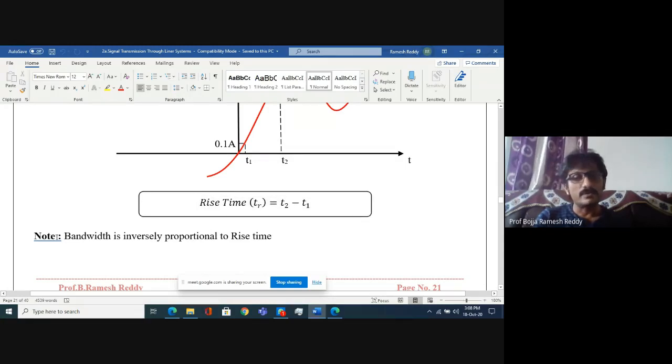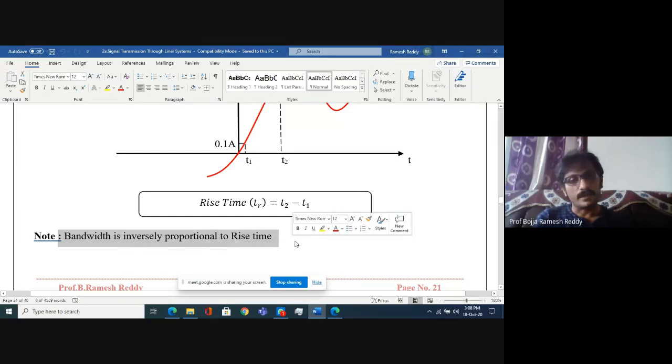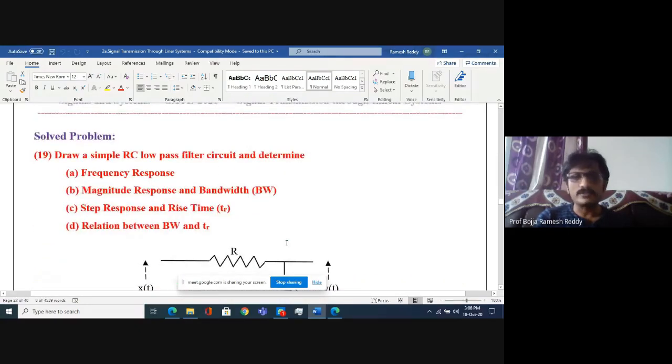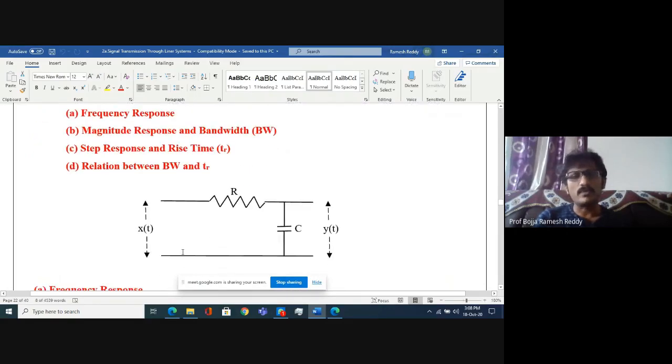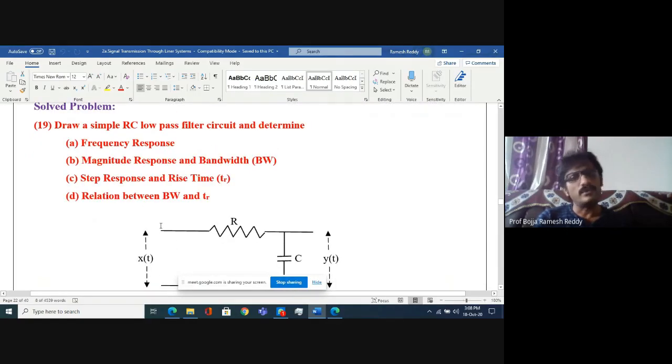An important concept here is bandwidth is always inversely proportional to rise time. Bandwidth is always inversely proportional to rise time. Now this is one important question. In examination, they will ask not only for low pass filter, for any circuit they will ask what is bandwidth or what is rise time and what is the relation between bandwidth and rise time for that particular circuit, like that.